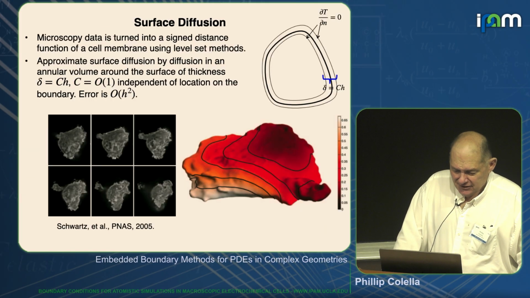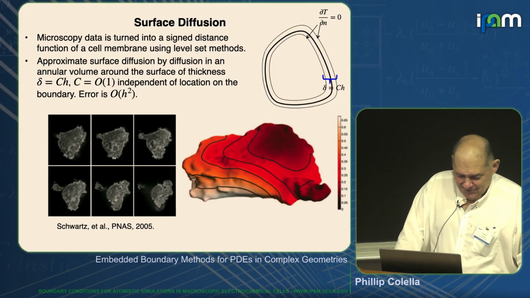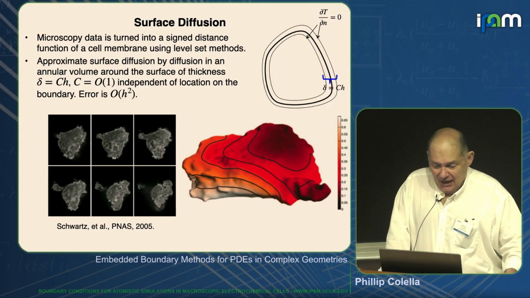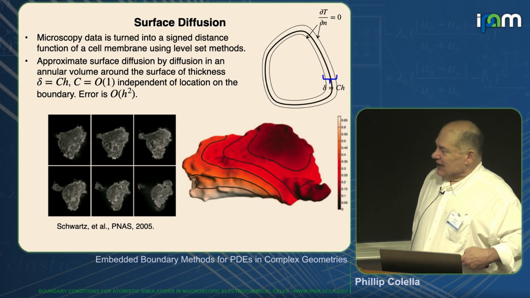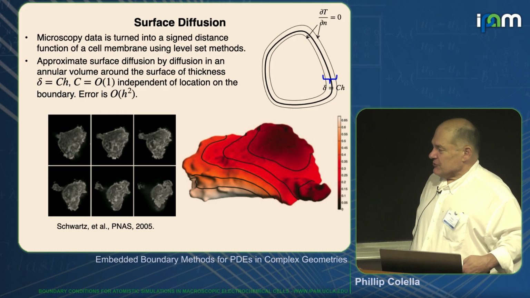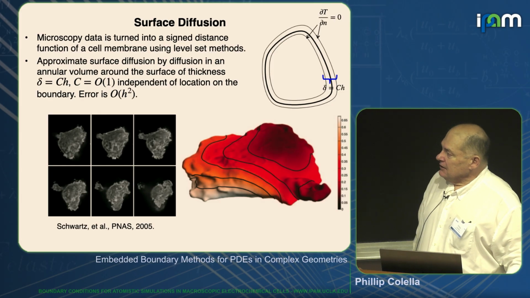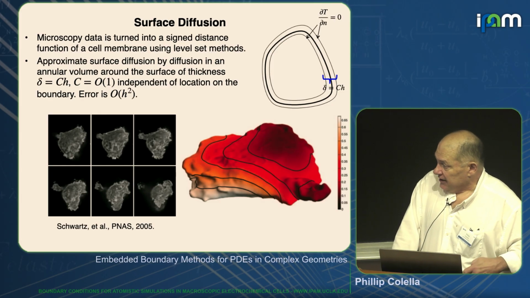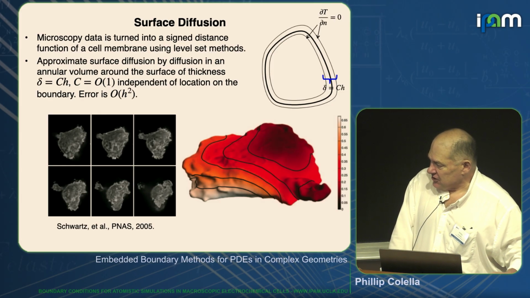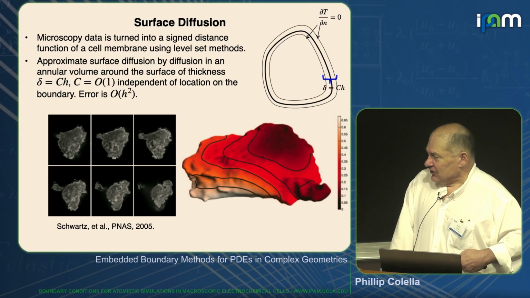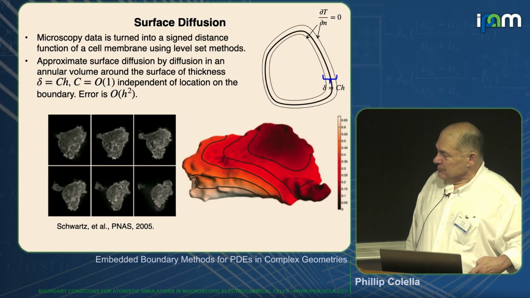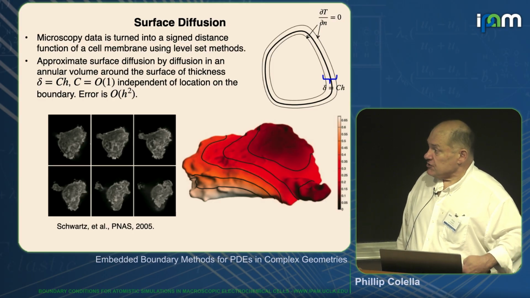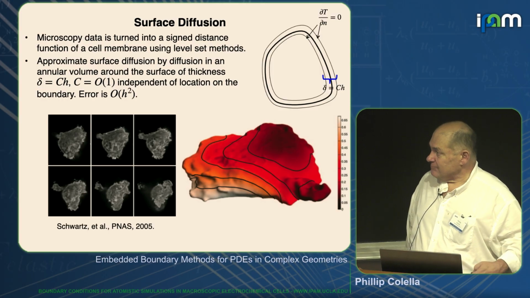And I'm going to close with this one because it's just cute. It's something we did 20 years ago. So how do you compute diffusion on a surface? First of all, where's our surface coming from? It's coming from electron microscopy data, and that's represented down here, a bunch of slices. You take level set technologies, and you can build up a signed distance function representation of that surface.